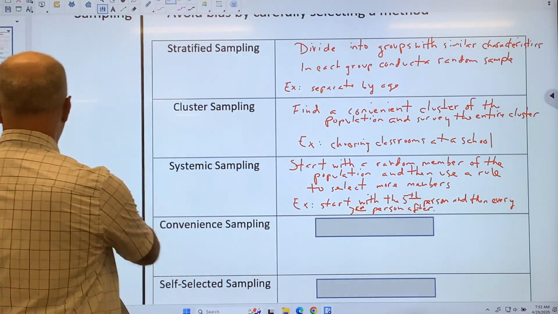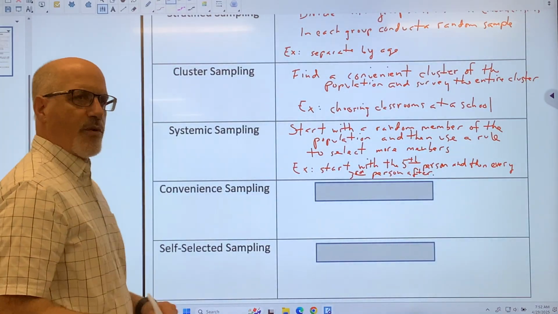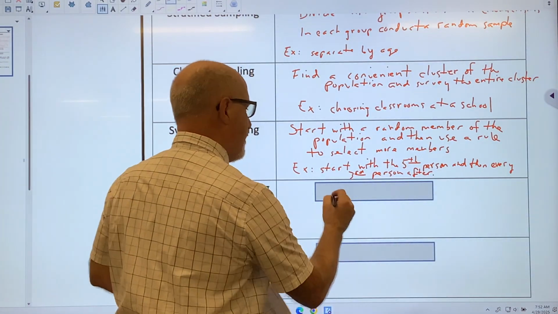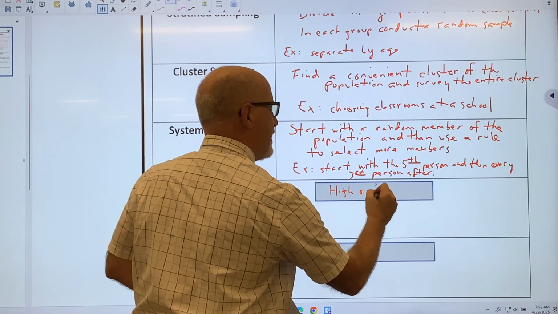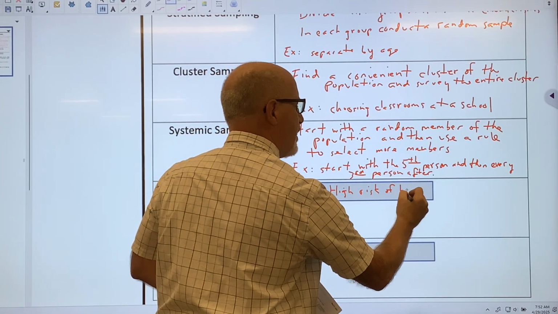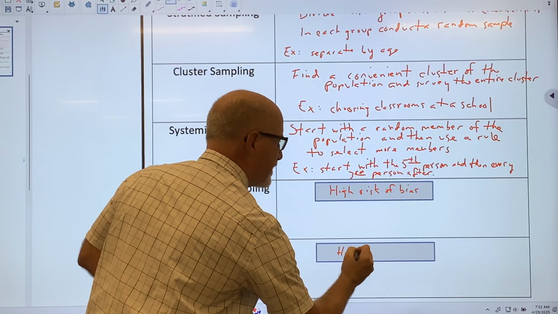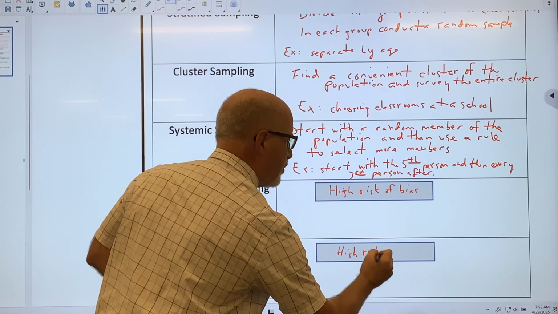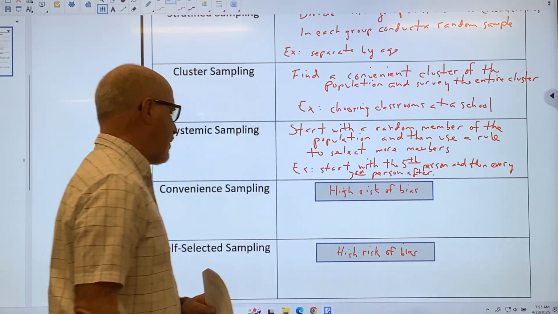All right, these last two here, you've got to be very careful with these. These have an extreme risk for bias. So that's what's going to go in the box for these two: high risk of bias. These are the ones that oftentimes people will use because they're easy to do, and oftentimes they lead to skewed or bad data because they're very biased in how they're sampled.